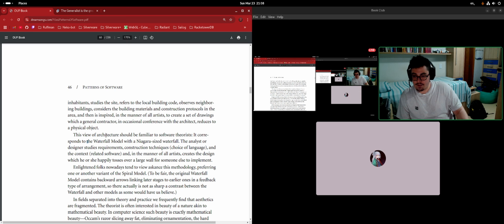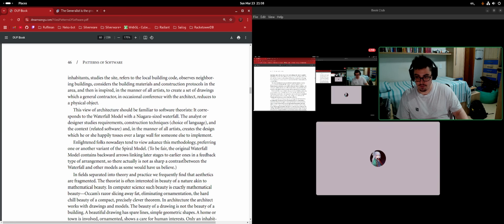The view of architecture should be similar to software theorists. It corresponds to the waterfall model. Have you ever heard of the waterfall model, Marin? Yes, I have. Okay. The analyst or designer studies requirements, construction techniques, and the context, and in the manner of our artist creates the design, which he or she happily tosses over a large wall for someone else to implement.